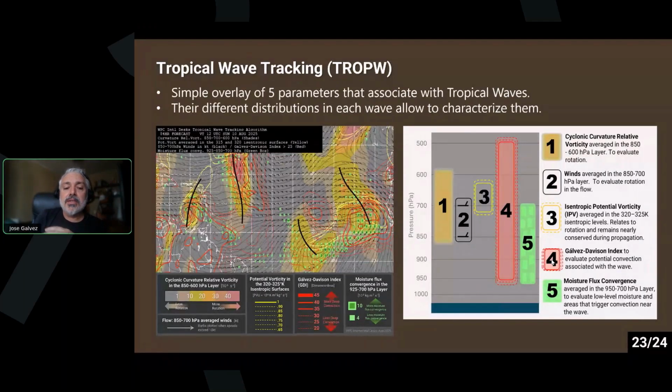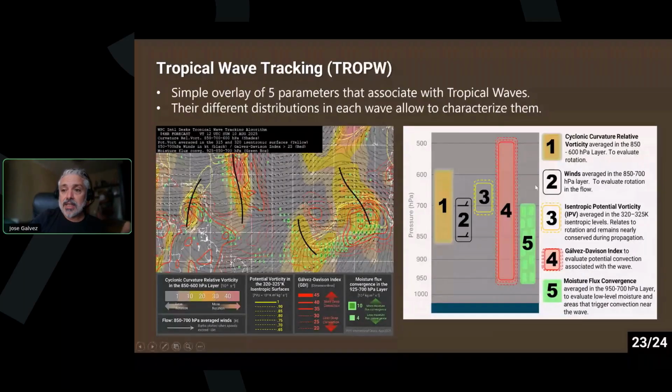And as I mentioned before, we developed this in combination with colleagues from the Costa Rica Weather Service, Gaby Chinchilla, the international desks, and also including the National Hurricane Center folks for feedback. And these are the 5 parameters that are plotted in this algorithm.